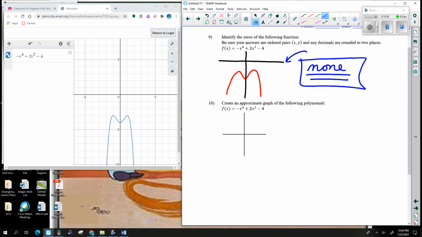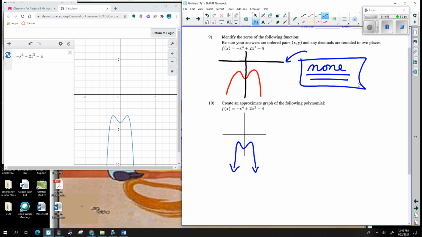Okay, approximate the graph. Oh, I guess I could have graphed. It's the same equation, so approximately, what does this look like? It kind of looks like that. Notice how it's down, down. That's a negative even. It is down, down.